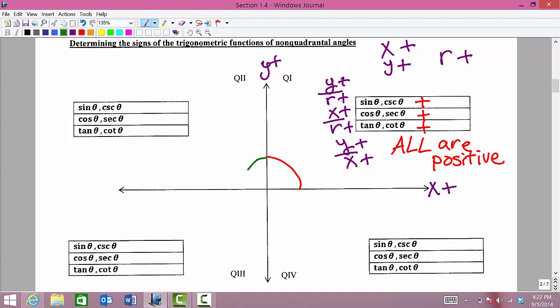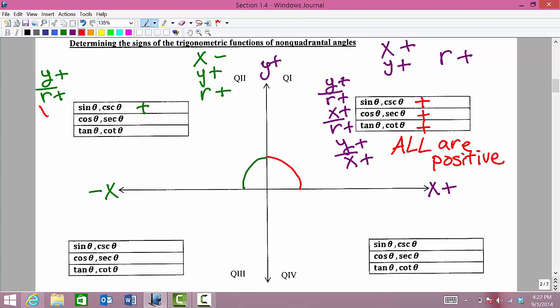What about quadrant 2? In quadrant 2, x is negative and y is still positive. So here, x is negative, y is positive, and r, once again, is always positive. So let's look at sine. Sine would be y divided by r. Sine would be a positive value divided by a positive value. So sine is positive and also its reciprocal, cosecant.